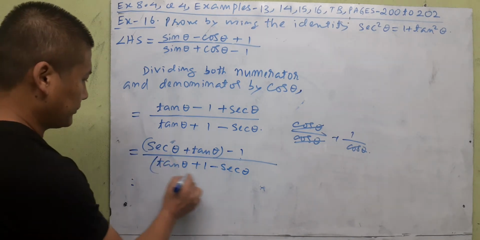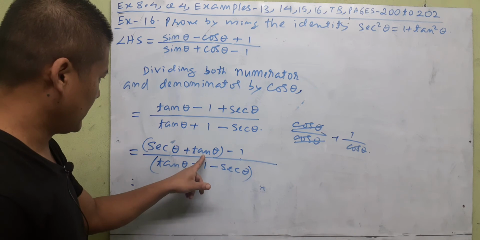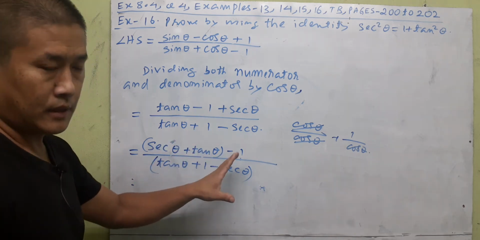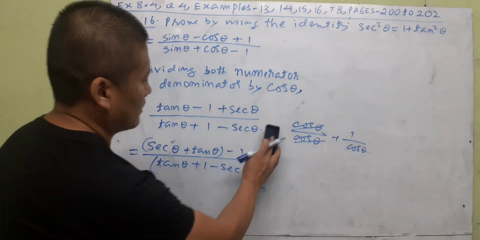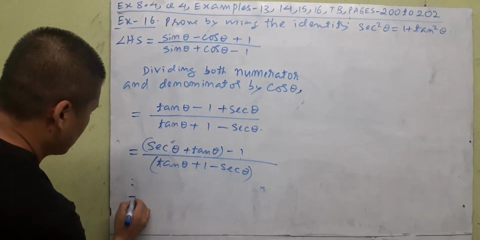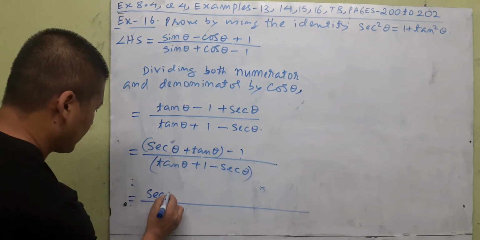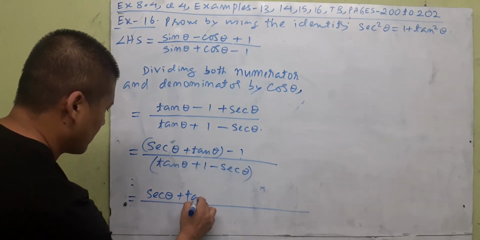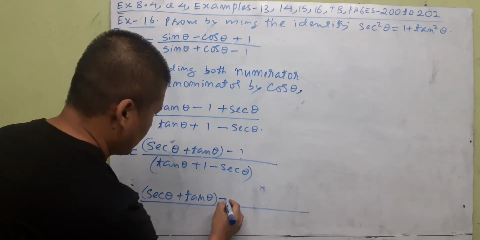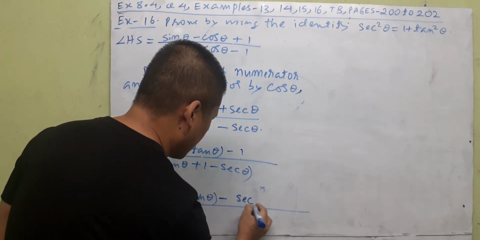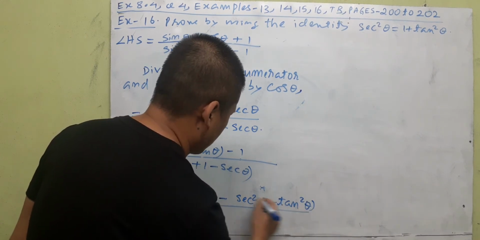So look here, this one brought front, this one got second, and this one third. It is the same, we didn't change the sign, right? So next step is, here you see, let's put here, and then this one, sec theta plus tan theta minus 1 can be replaced by sec squared theta minus tan squared theta.